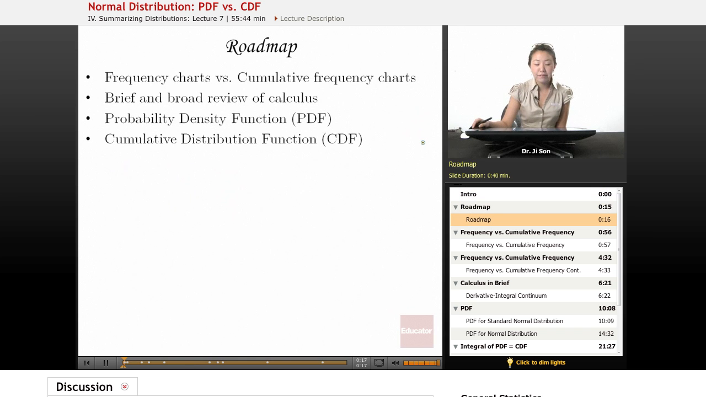All right, so here's the roadmap for today. We're going to talk about frequency charts, which we've been doing before, and then contrast it to this new idea, but still fairly elementary, of cumulative frequency charts. Then we're going to do a very brief and broad review of calculus. It's going to be a very elementary review. No actual calculations, just conceptual. And then we're going to talk more deeply about the probability density function and the cumulative distribution function. You have to sort of reprogram yourself to see PDF and not think of it as a portable document format.